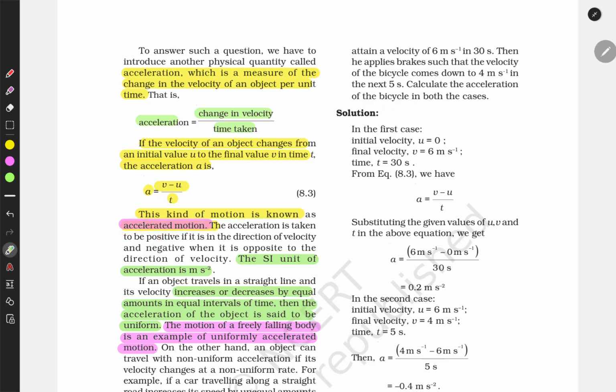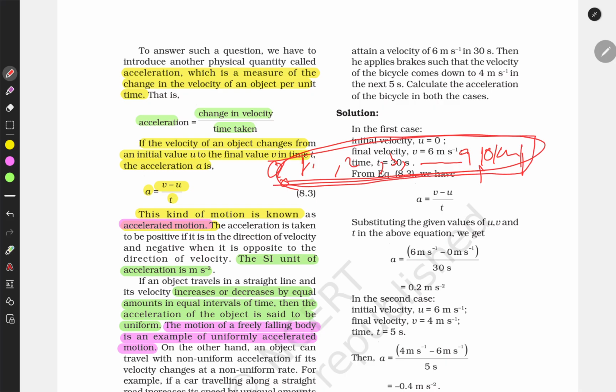What is acceleration? Suppose a car is at rest and it has to reach 10 km per hour. It will start with 1 km per hour, then 2 km per hour, then 3 km per hour, and so on, up to 9 km per hour and 10 km per hour. So its speed is accelerating from 0 km per hour to 10 km per hour. This uniform change in velocity is called acceleration.